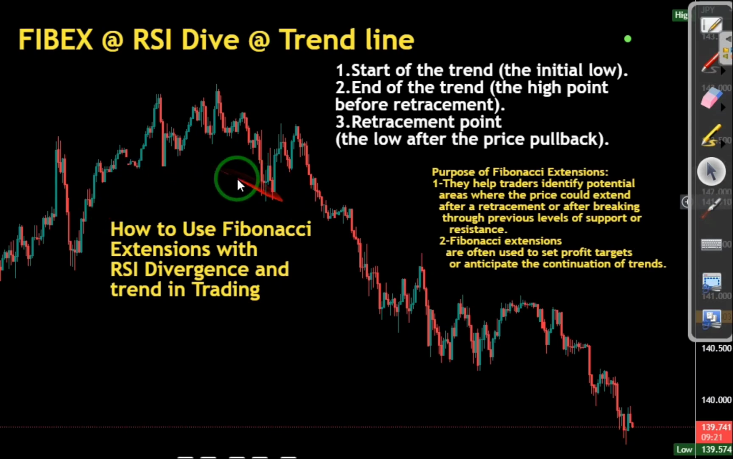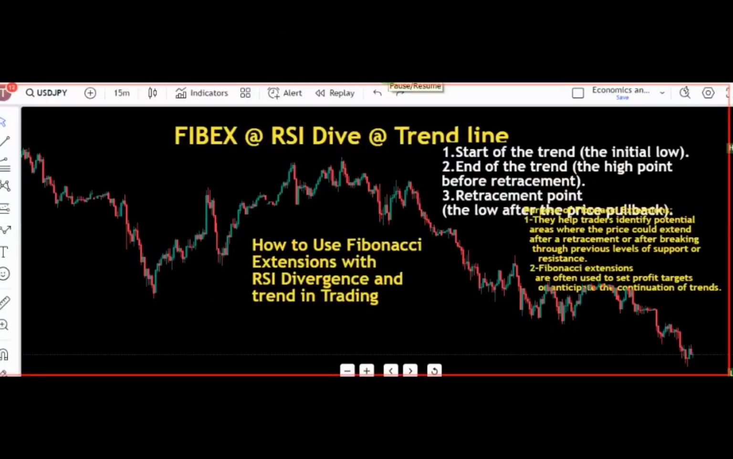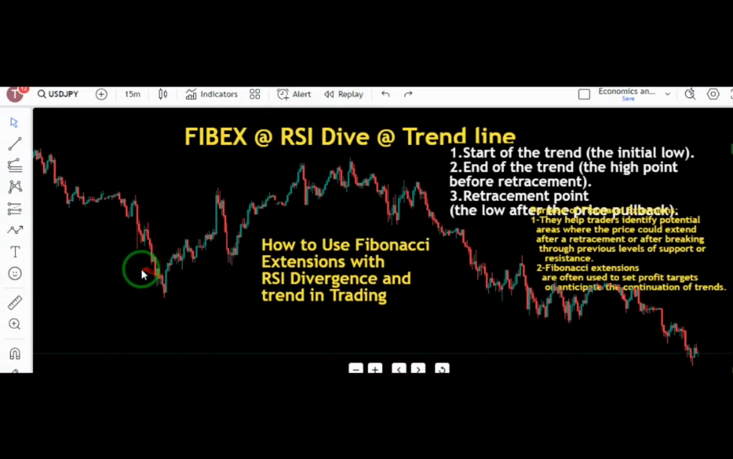First we see the Fibonacci extension, the purpose of using it, and how to use it. Before you select the Fibonacci extension, you want to draw the path. See, this is the path in TradingView. I already drew it using the whiteboard, and now I draw the path with TradingView likewise.